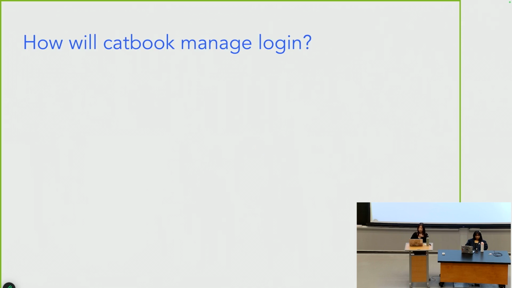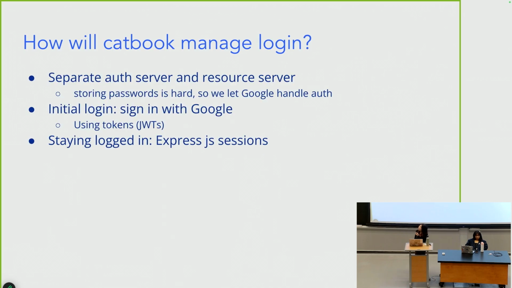Okay, so now let's talk about Catbook. How are we incorporating all of this information that we just learned into Catbook? Catbook's way of managing login is that we're going to have a separate auth server and a resource server. We talked about before how storing passwords is really difficult, so we're just going to let Google do it for us. They're going to handle all the authentication details, and we're hopefully not going to have to deal with it. So when users initially sign into Catbook, they're going to sign in using Google. And Google is going to generate a token for the user and say, hey, here's your token.